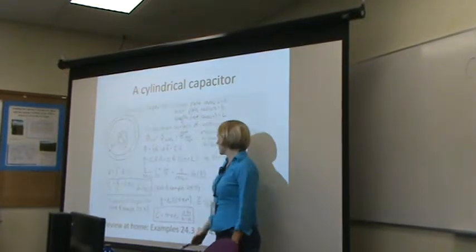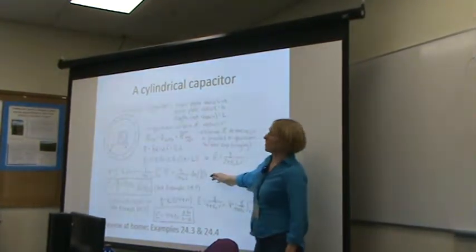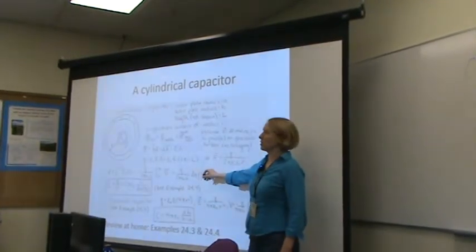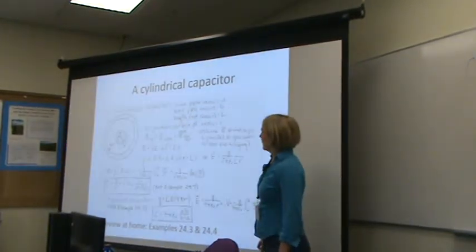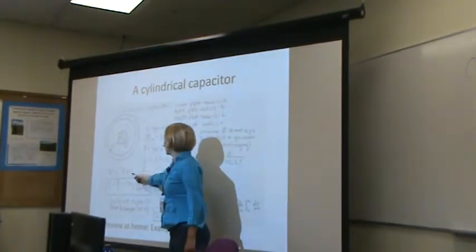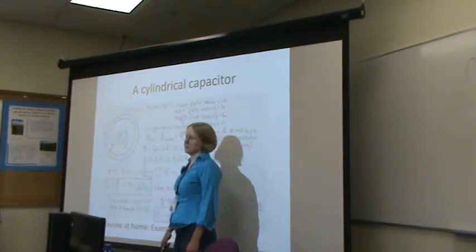That was the natural log. So we get this natural log equation. So if you needed to know the voltage on a cylindrical capacitor, you could use that equation without having to rederive it. And then capacitance is just Q over V. And so you get this big nasty expression with the natural log in the denominator.